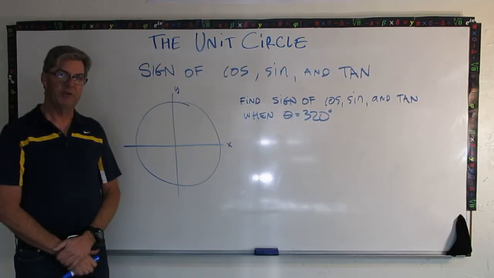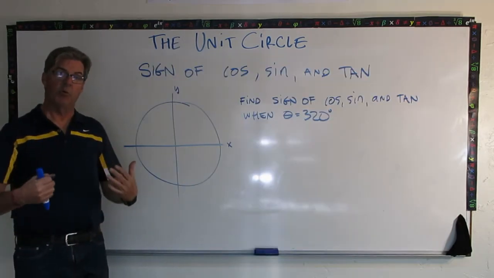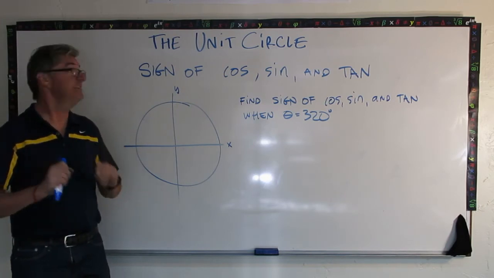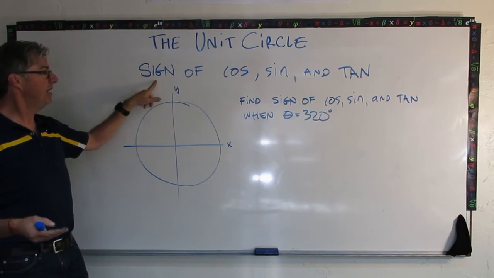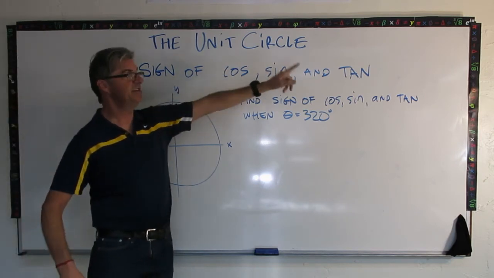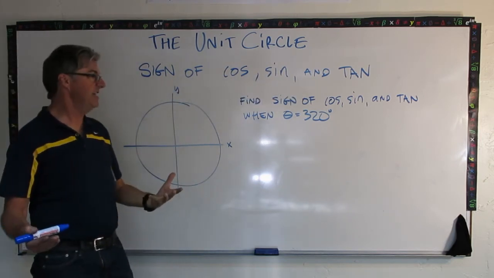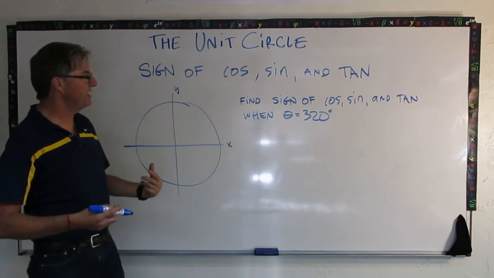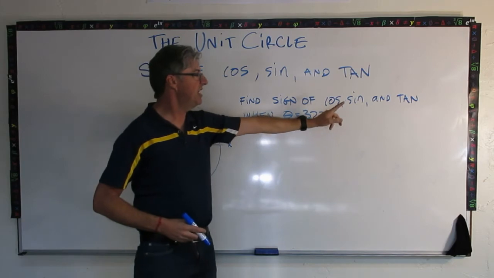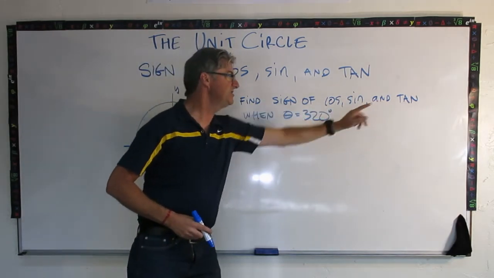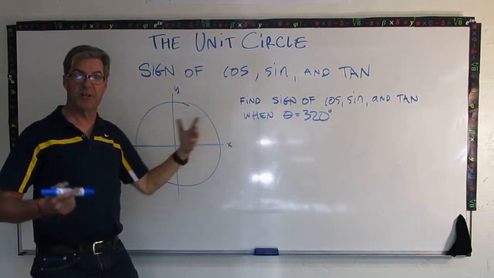Okay? In this last bit, we're going to talk about the sign, S-I-G-N, positive or negative, of cosine, sine, and tangent for a given theta. So here's an example problem you might get. Find the sign of sine, cosine, and tangent when theta is 320 degrees.